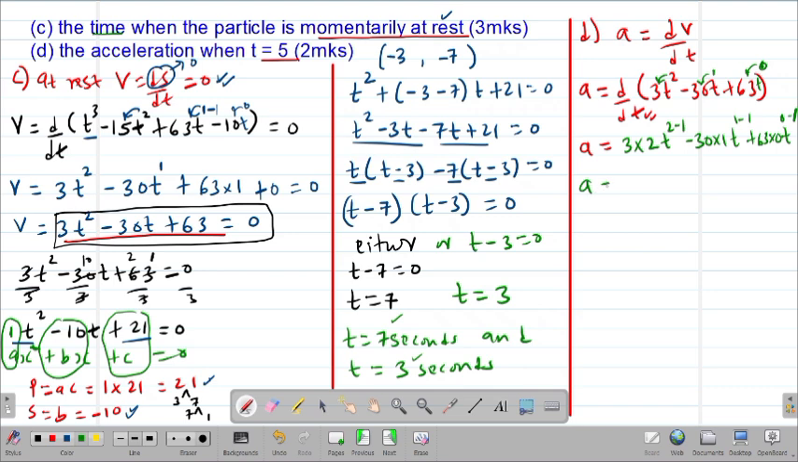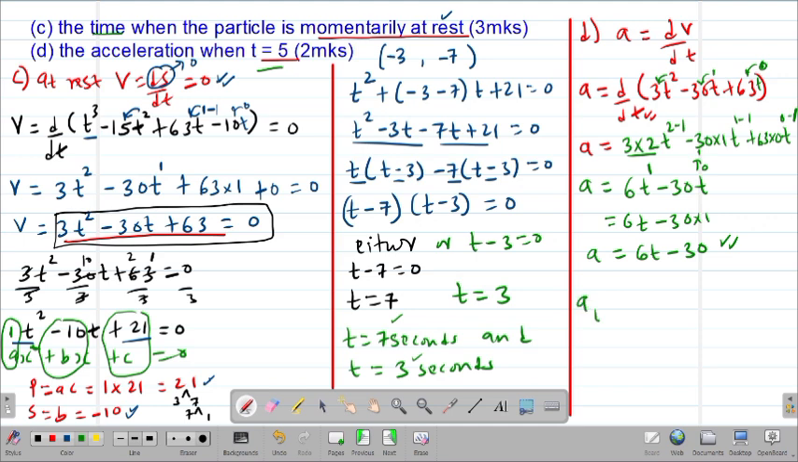So our a will be equal to 3 by 2, that is 6, t power 1, that is 2 minus 1, then minus 30 t power 0. A number to the power of 0, of course, is 1. So this is 6t, then of course minus 30 by 1, which will give us a being equal to 6t, then minus 30. So this is an equation for the acceleration of the particle at any given time t. But they want the acceleration when t is 5.